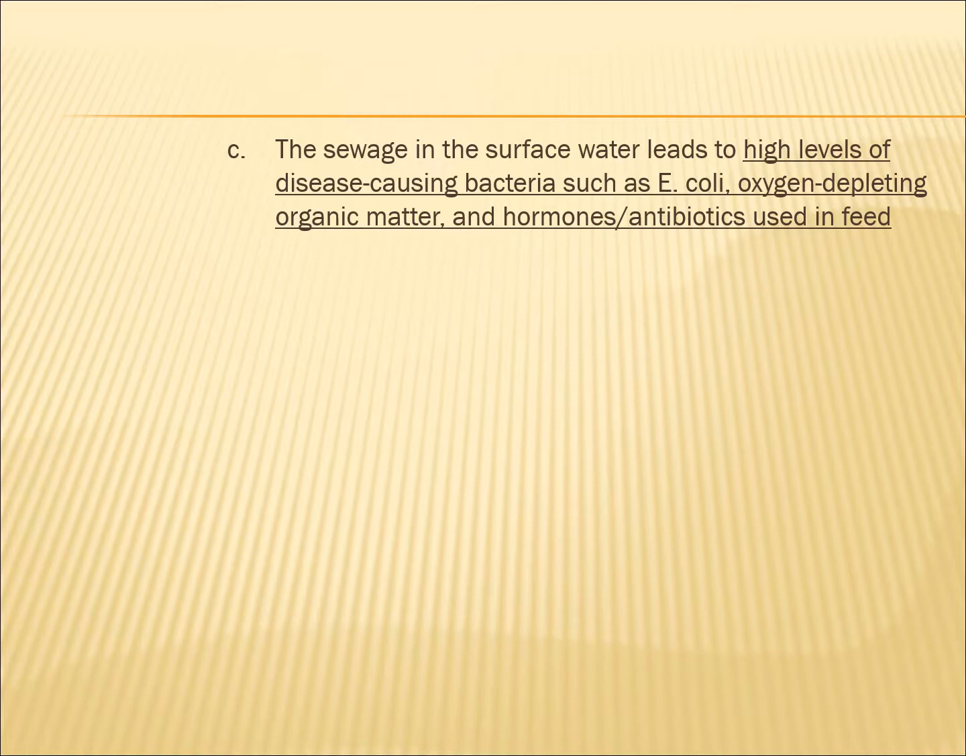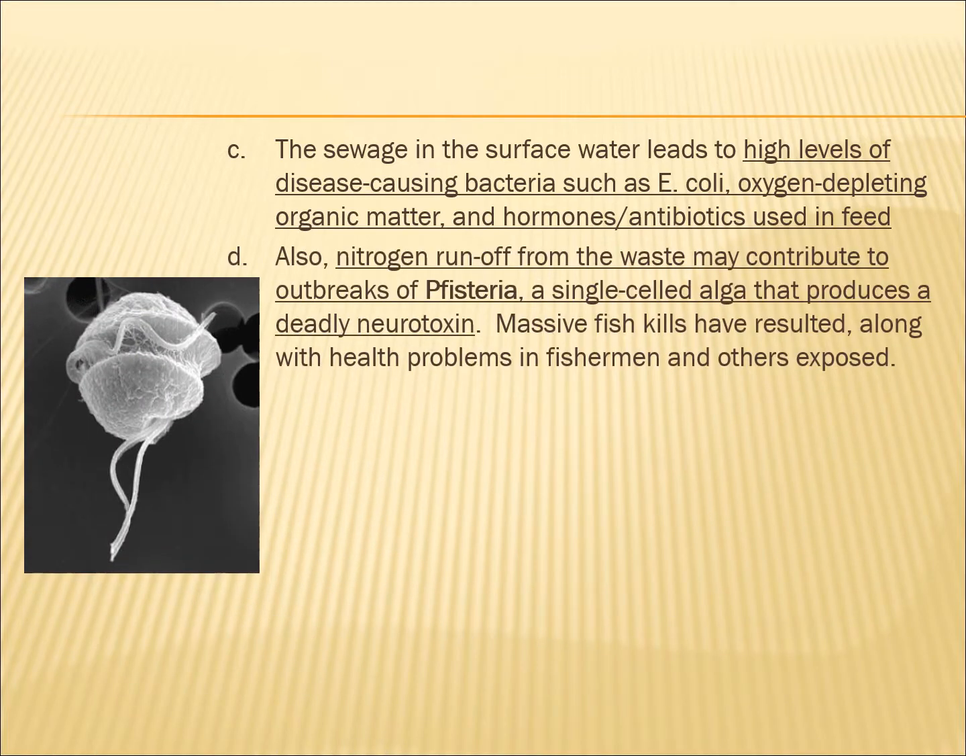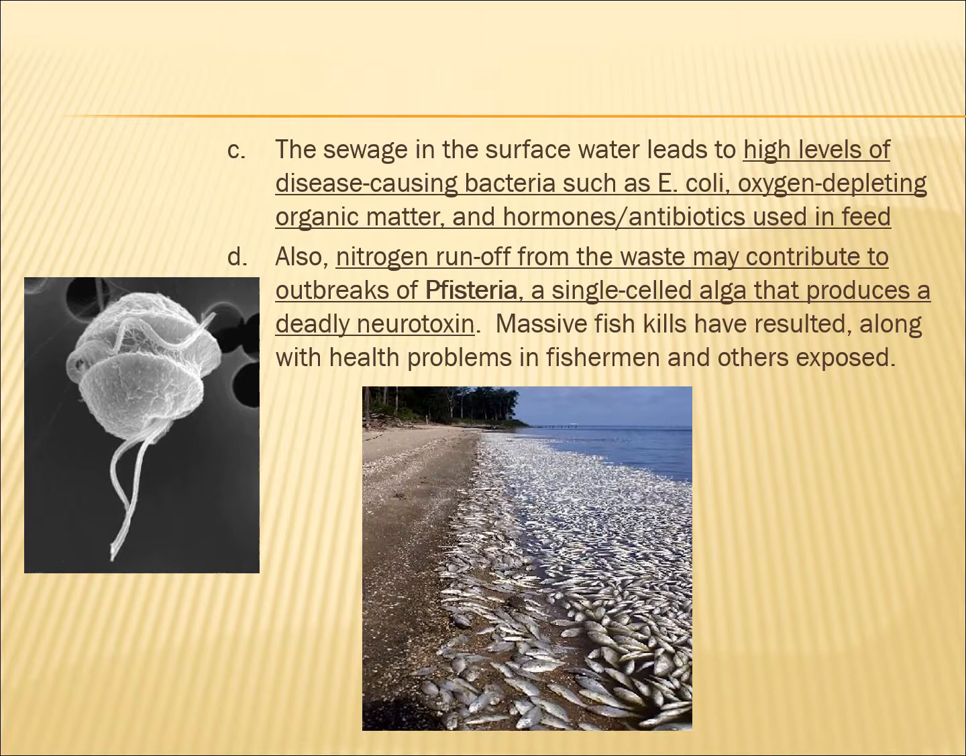All right, so sewage and surface water leads to high levels of disease-causing bacteria such as E. coli, oxygen-depleting organic matter, hormones, bacteria. Also, the nitrogen that is used in fertilizers can run off and can contribute to outbreaks of what's called Pfiesteria. It's an algae that produces a deadly neurotoxin. And this can massively kill fish, but it can cause problems in fishermen and humans too.